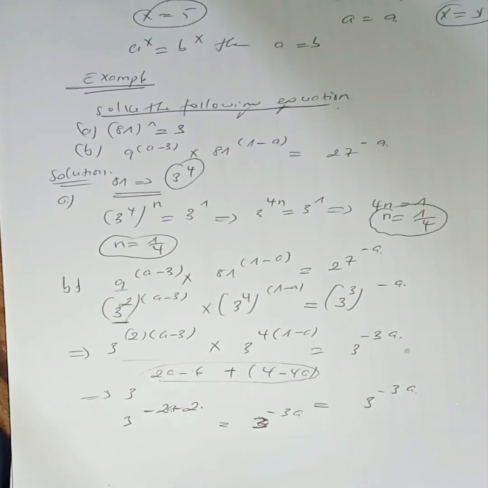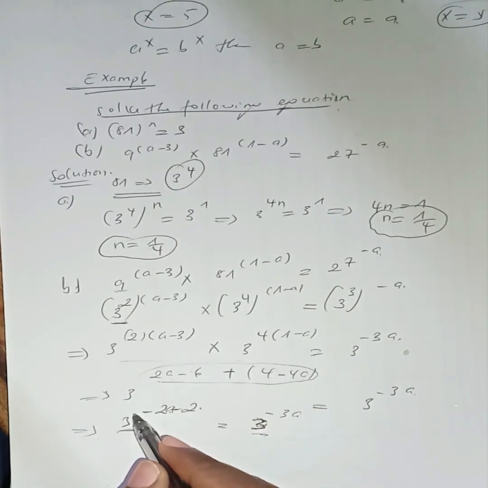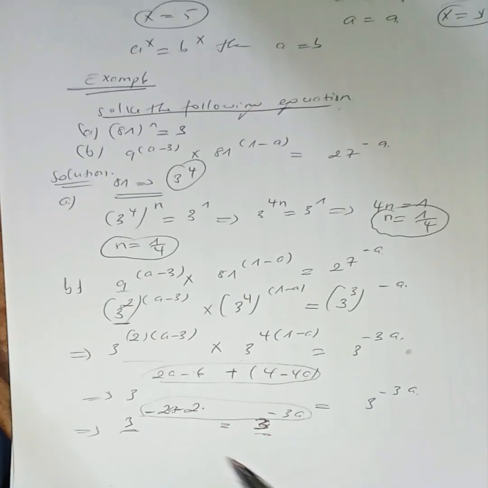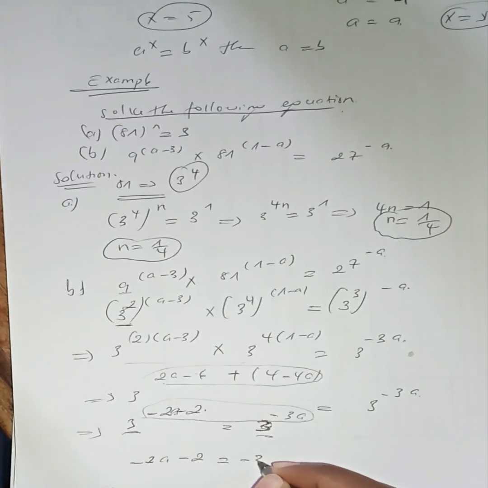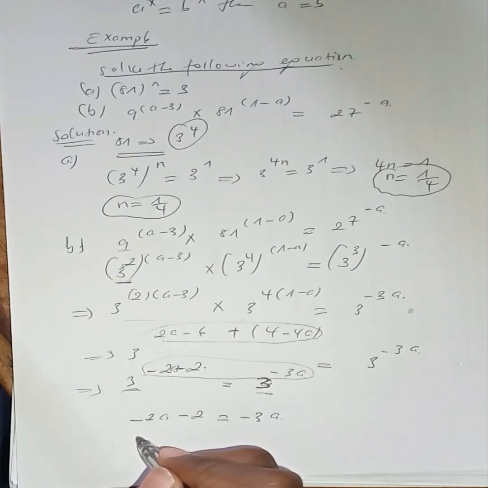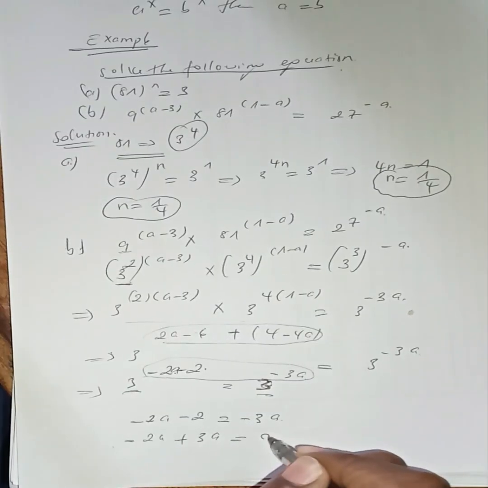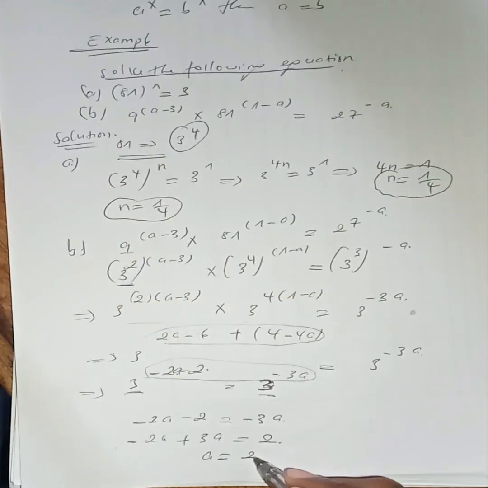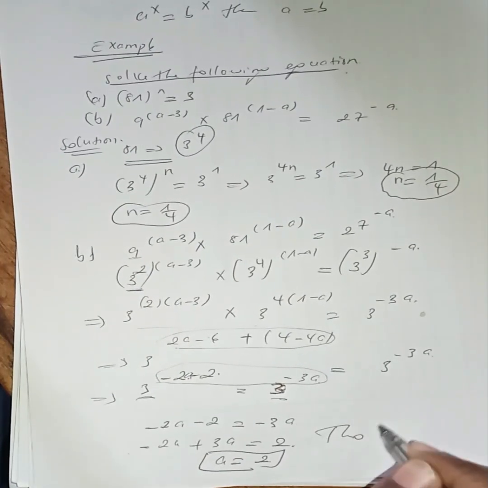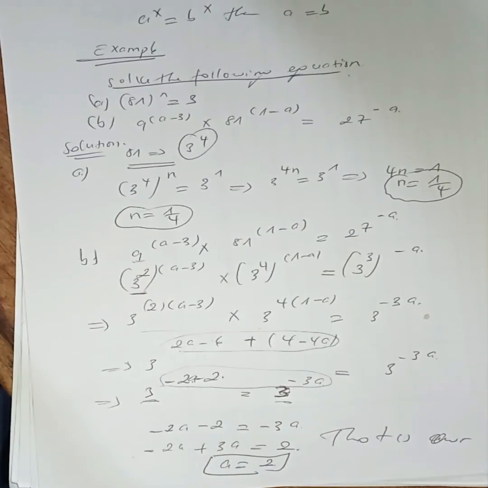As the bases are equal, we will equalize our indices. So negative 2a minus 2 is equal to negative 3a. So negative 2a plus 3a is equal to 2, which means our a is equal to 2. That is our a, which is equal to 2.